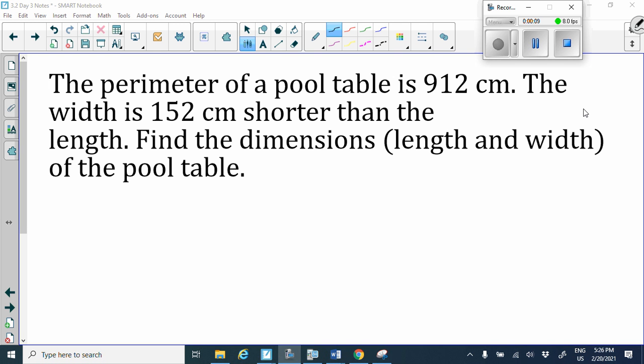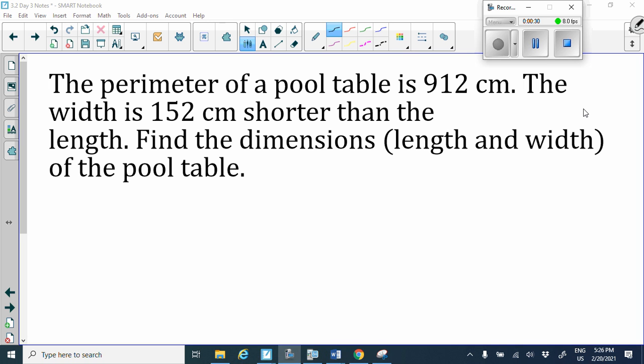Now these next 2 examples are going to be dealing with perimeter, so they're going to be very similar to each other. Okay, so it says the perimeter of a pool table is 912 centimeters. The width is 152 centimeters shorter than the length. Find the dimensions, or length and width, of the pool table.